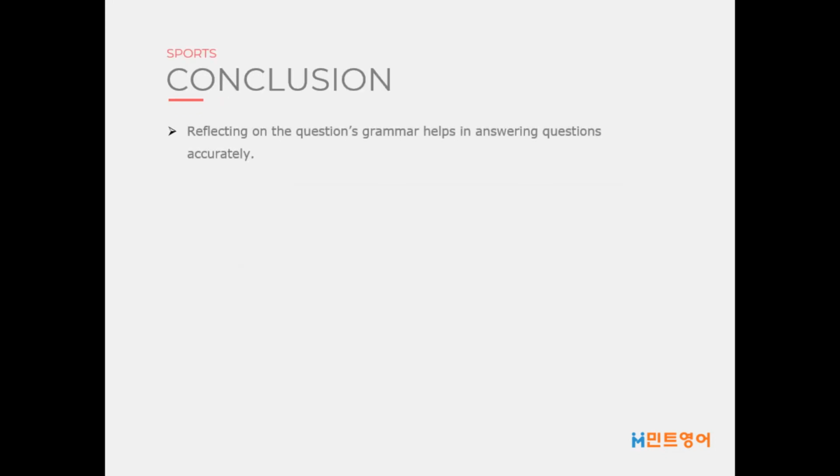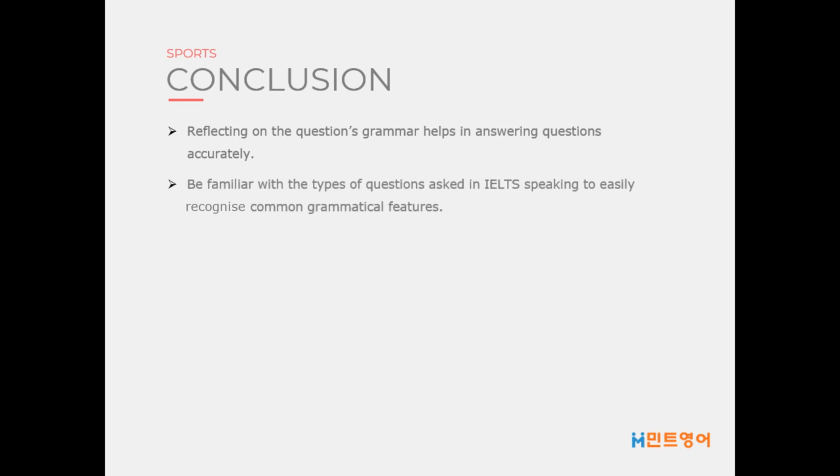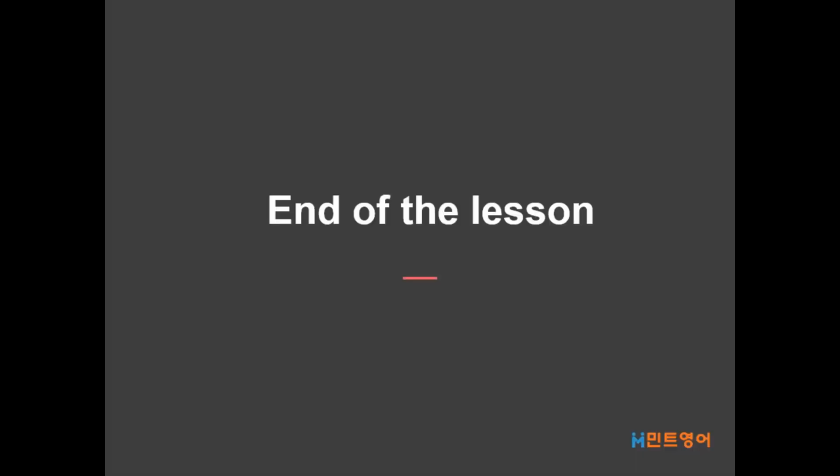Reflecting on the question's grammar helps in answering questions accurately. This is a simple strategy you can use during the test, but make sure to be familiar with the types of questions used in IELTS speaking to easily recognize these grammatical features. Questions about sports in IELTS range from easy to difficult. Talking about sports also requires certain words, so add some sport vocabulary to your list before taking the test.